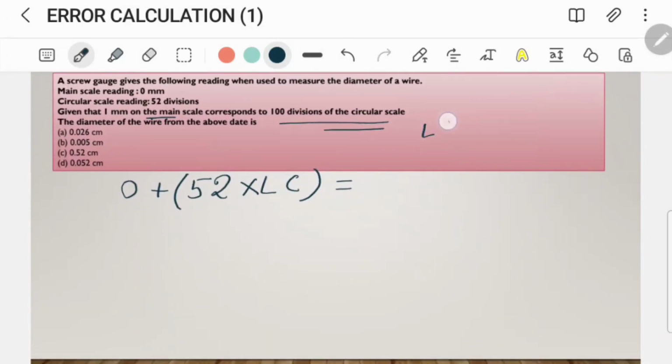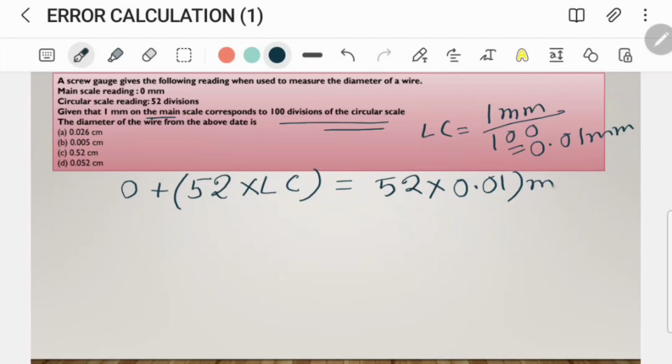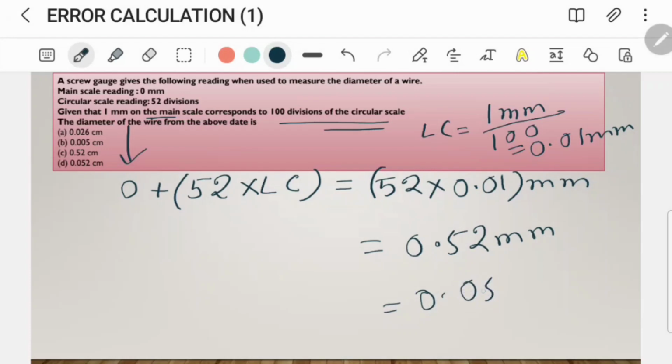So our least count is given indirectly, which is 1 millimeter over 100, or 0.01 millimeter. So this becomes 52 into 0.01 millimeter, or 0.52 millimeter. Let us surf through our options. They are given in centimeter. So if we convert this into centimeter, it becomes 0.052 centimeter, or this option is correct.